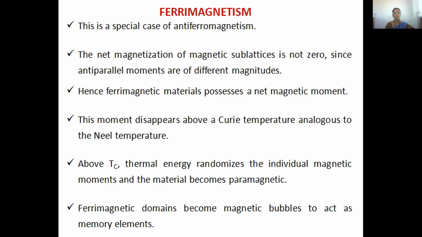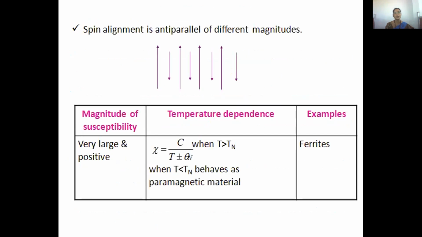Ferrimagnetic domains become magnetic bubbles to act as memory elements. Spin alignment in anti-parallel magnetism will be of this fashion, with different magnitudes. The magnitude of susceptibility is very large and positive. Temperature dependence is there above the Néel temperature. This is the formula, and below the Néel temperature, it behaves as a paramagnetic material.